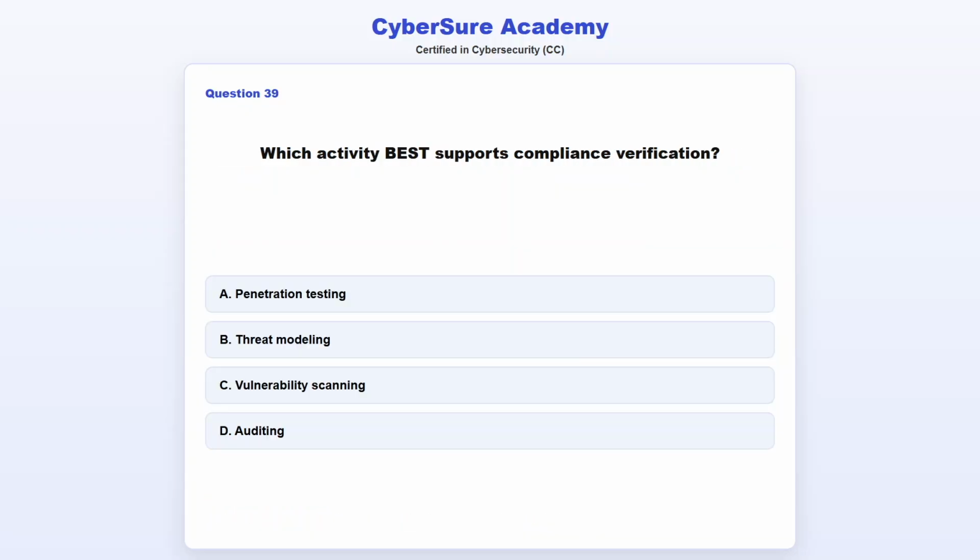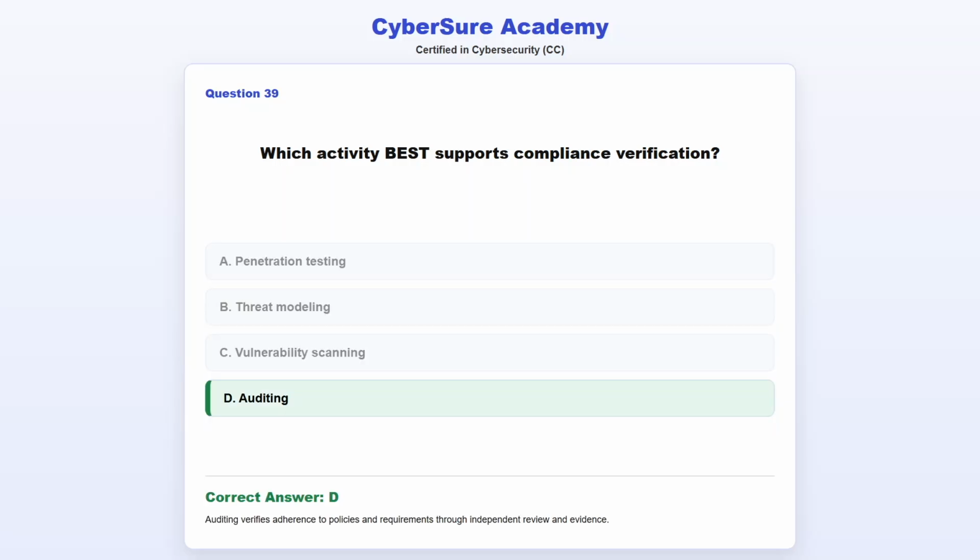Question 39. Which activity best supports compliance verification? A, penetration testing. B, threat modeling. C, vulnerability scanning. D, auditing. The correct answer to question 39 is auditing. Auditing verifies adherence to policies and requirements through independent review and evidence.